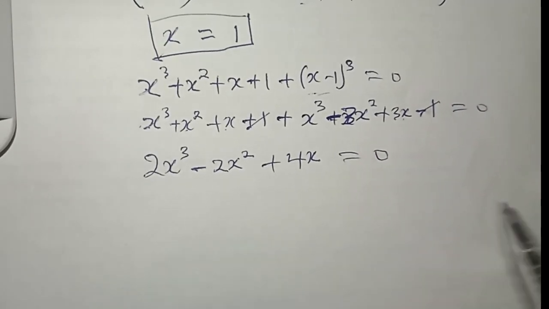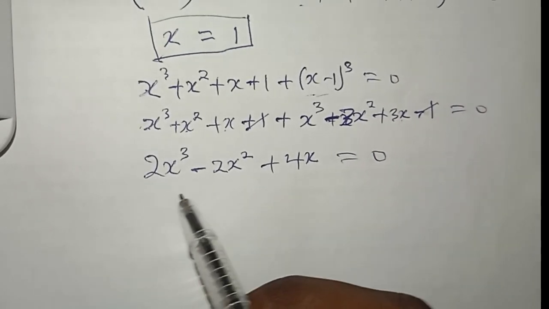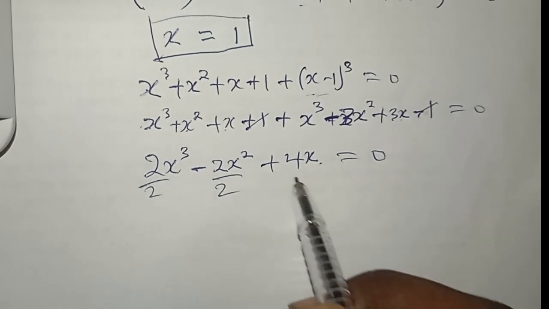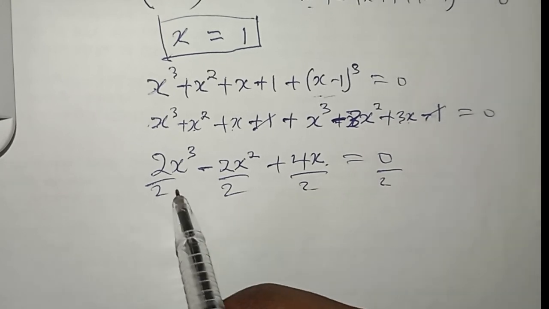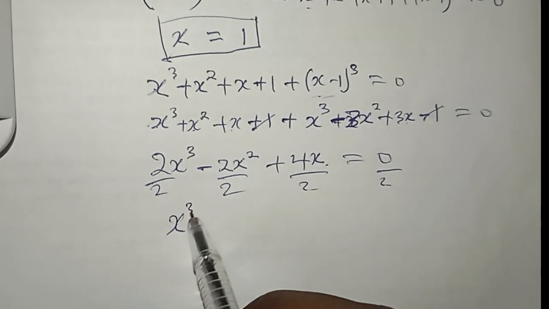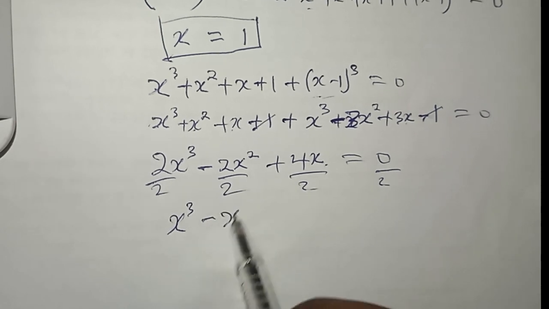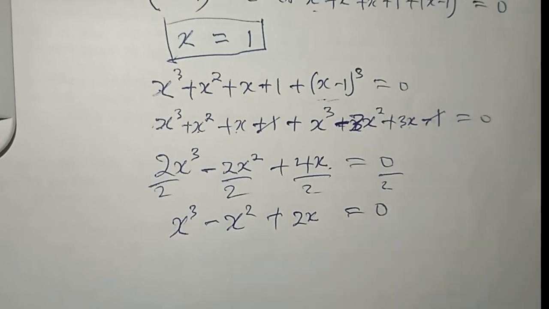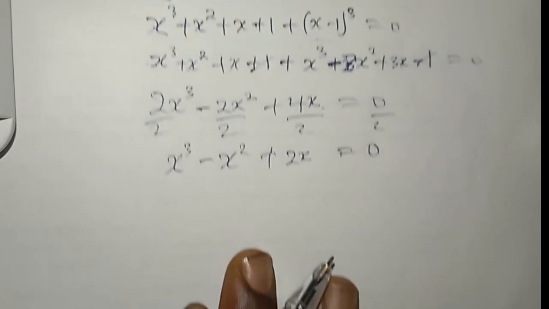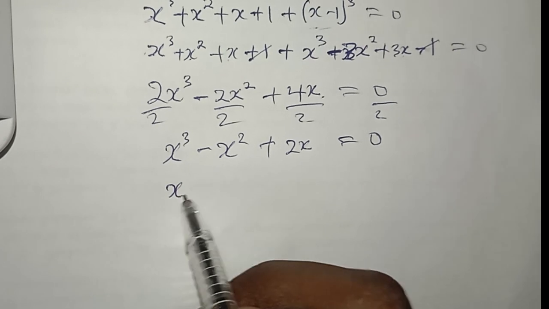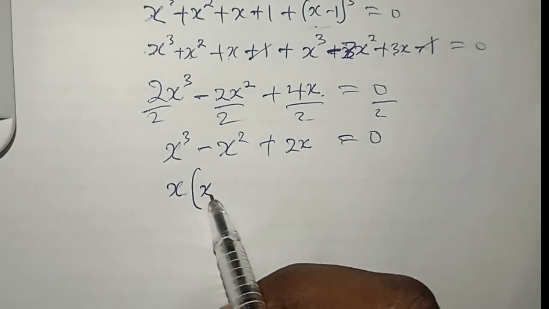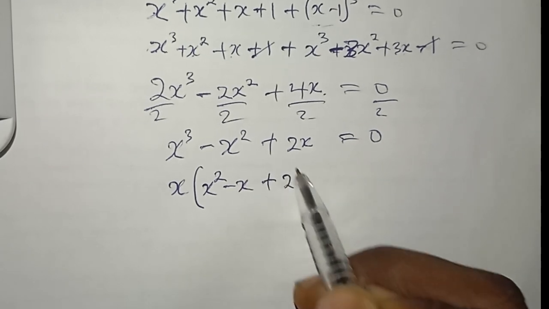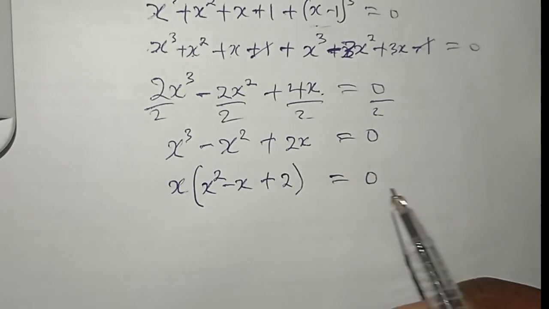Now moving on, I can divide through by 2 so that I can actually reduce the coefficients right here. So if I do that, 2, 2, 2, 2. So what I now have is x cubed minus x squared plus 2x is equal to 0. And clearly you can see that x is common, so I can factorize x out. From here, x squared is remaining, and then from here x is remaining, and of course here 2 is remaining, and it's all equal to 0.